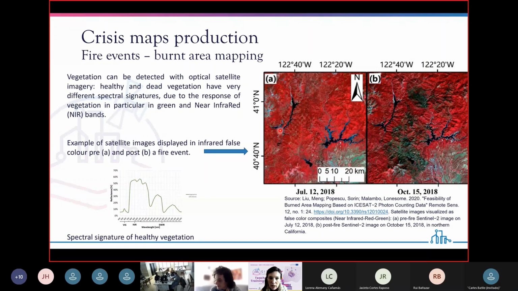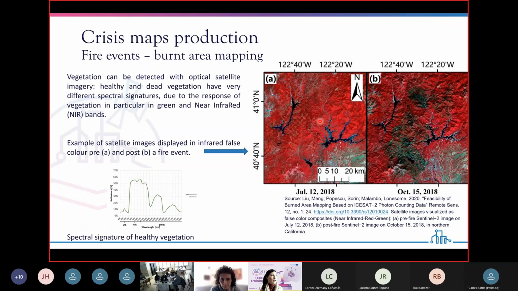Here is how water looks. Water looks blue in true colors and looks much darker in near-infrared false color. Usually it's black, bluish black, something like that. Urban areas or bare soil look cyan, or this greenish color. And vegetation is red. It looks brighter red where the vegetation is healthy, or let's say brighter green.